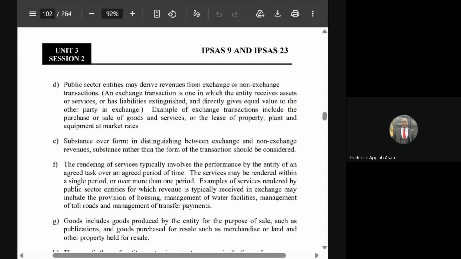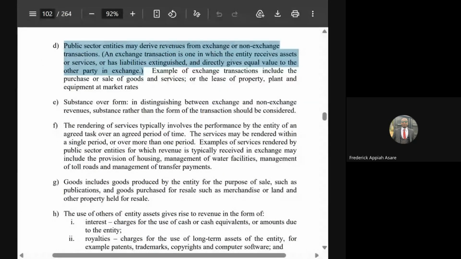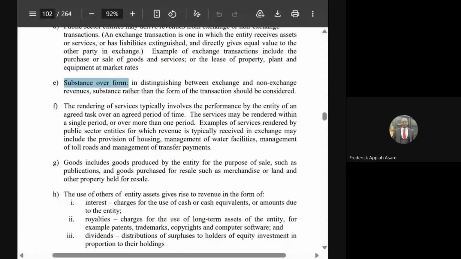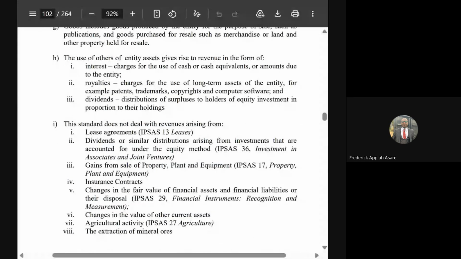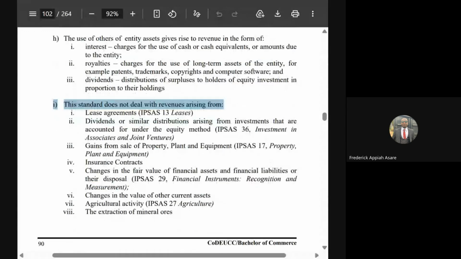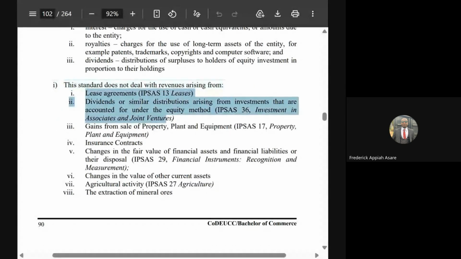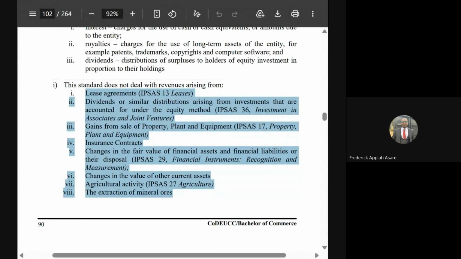We have public sector entities. Public sector entities may derive revenue from exchange or non-exchange. An exchange transaction is one in which the entity receives assets or services or settles liabilities. So this is exchange and this is not exchange. We also consider what you call substance over form. So find time and read all these standards. The standard does not deal with revenue arising from the following, which fall outside the scope of IPSAS 9, because other standards take care of them.